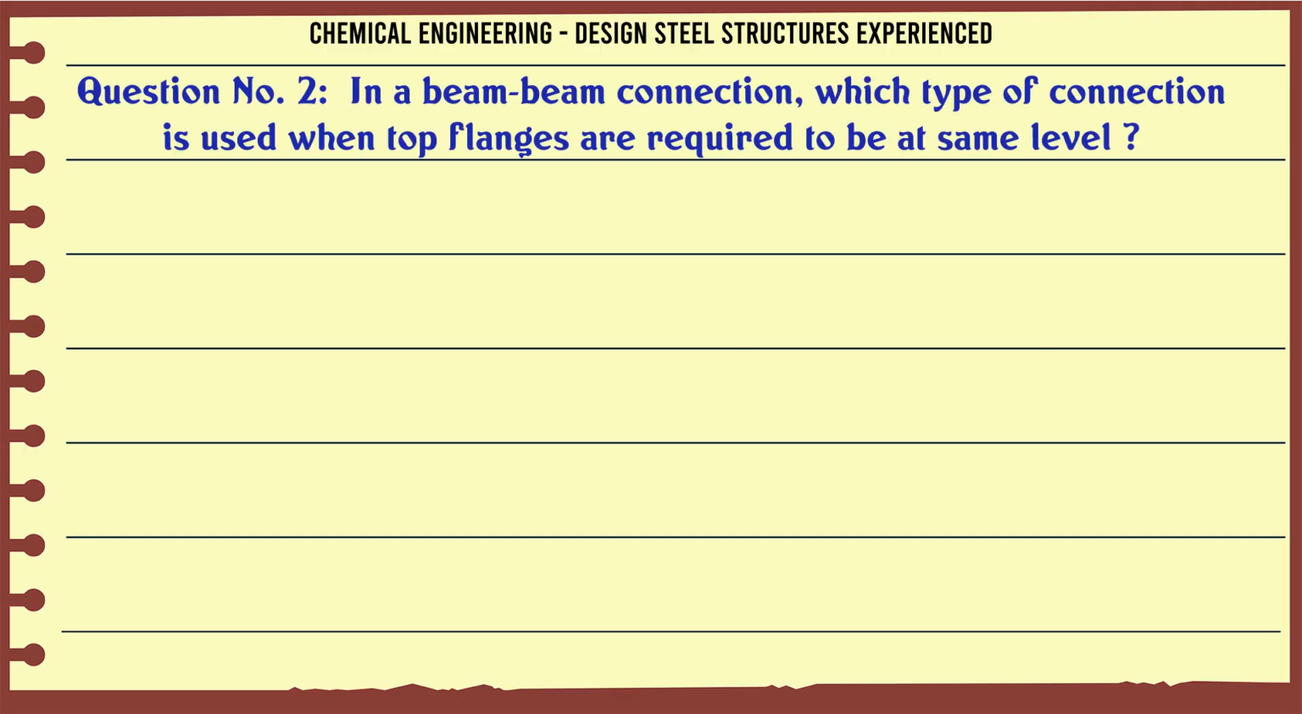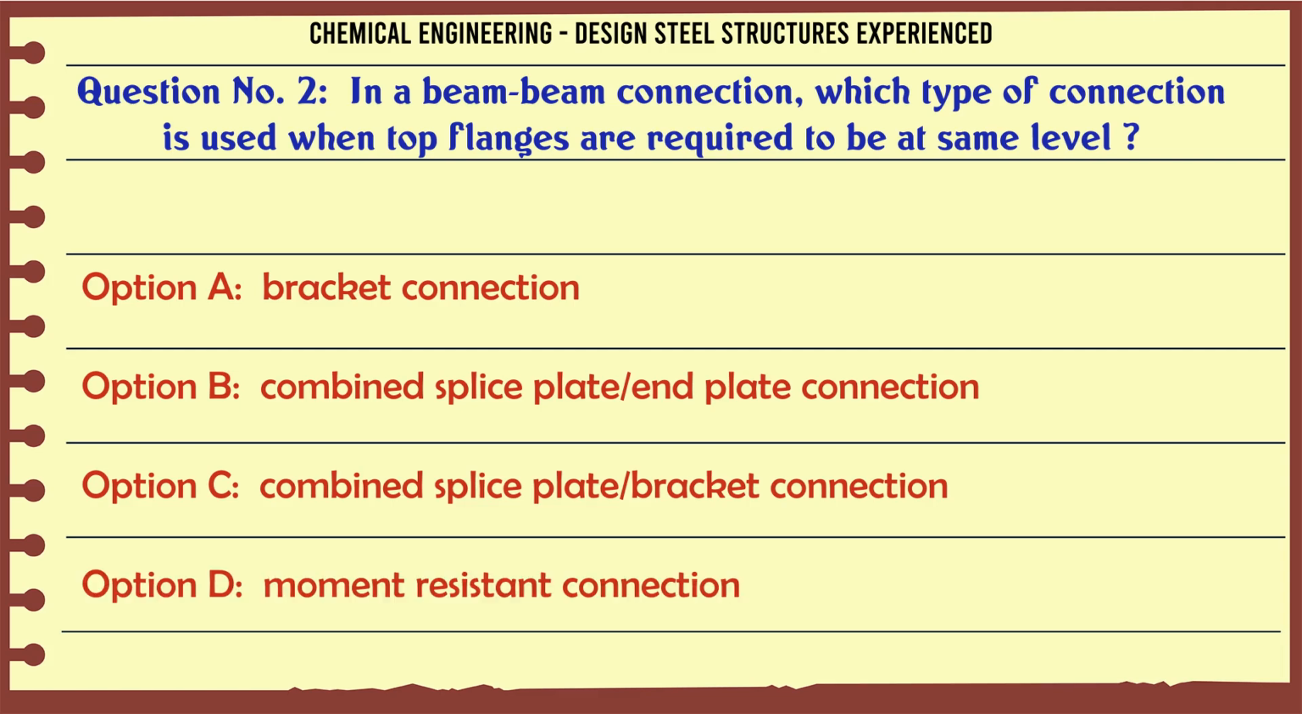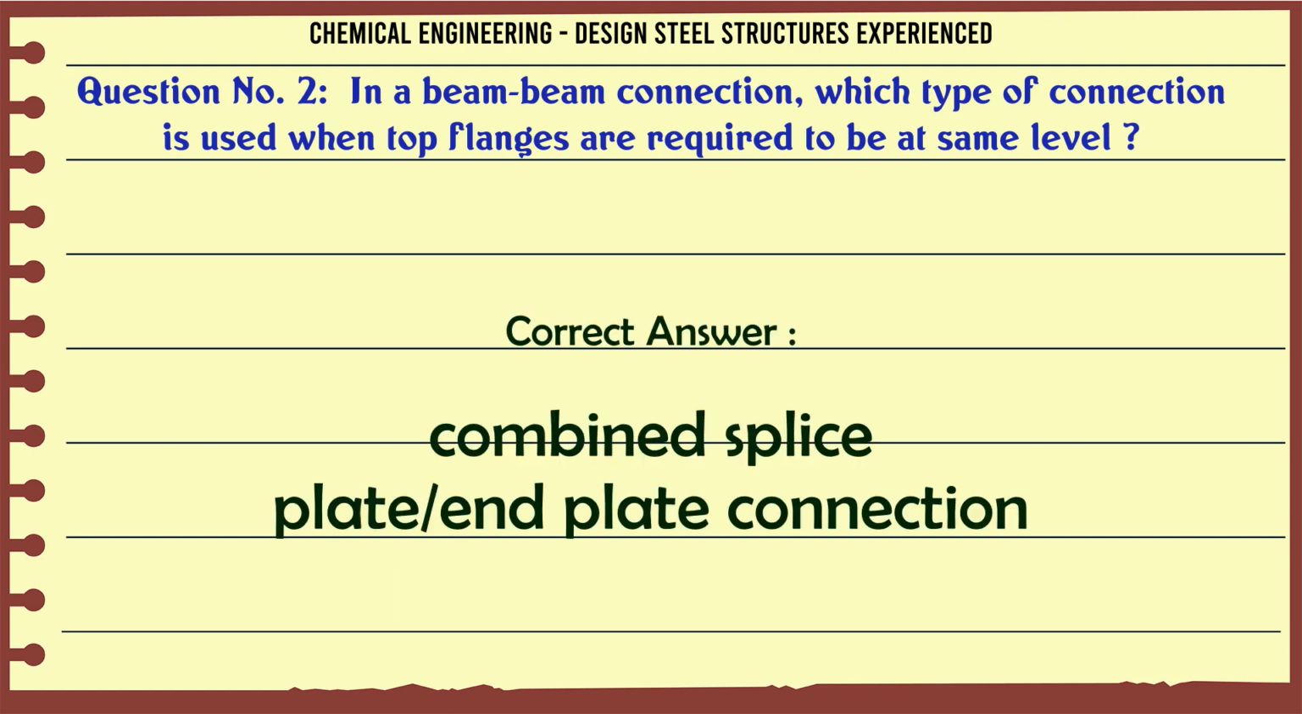In a beam-beam connection, which type of connection is used when top flanges are required to be at the same level? A. Bracket connection. B. Combined splice plate end plate connection. C. Combined splice plate bracket connection. D. Moment resistant connection. The correct answer is combined splice plate end plate connection.